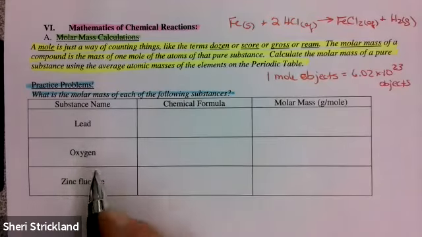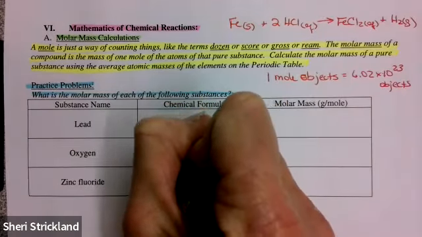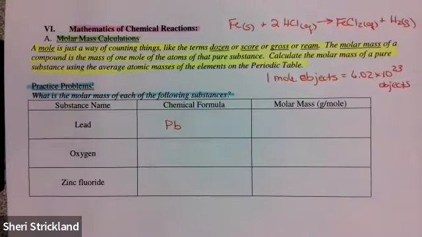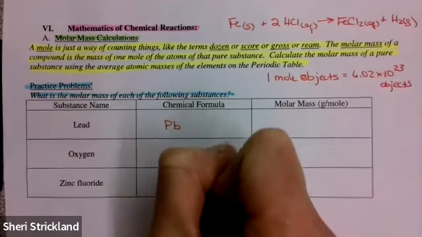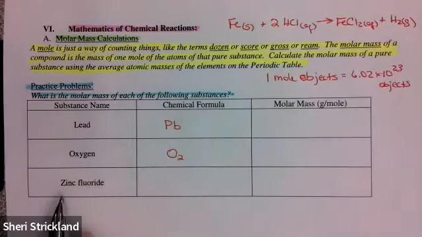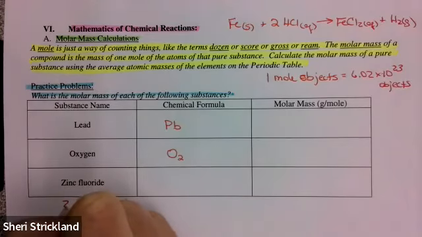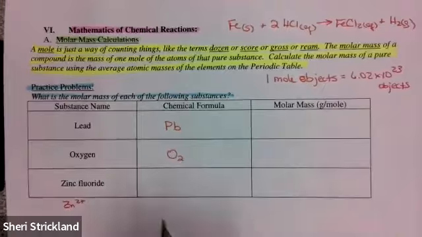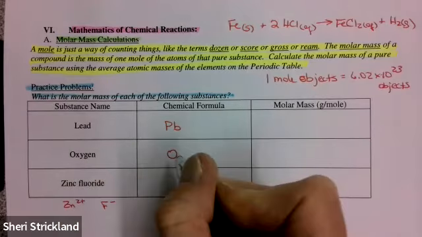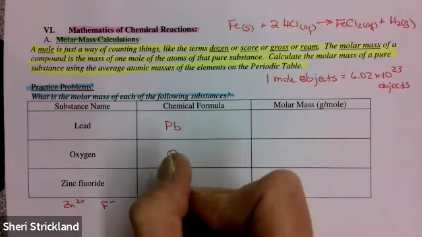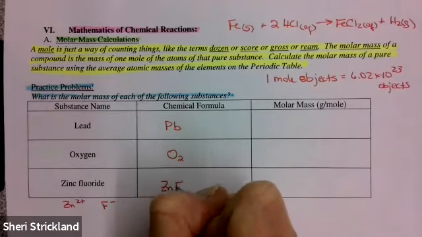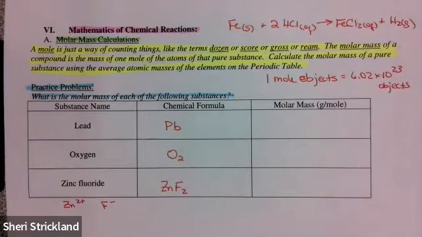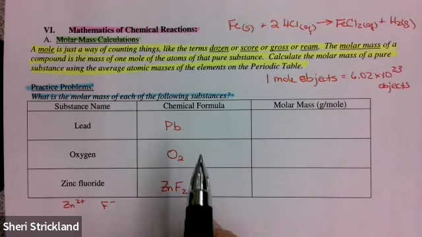Lead is an element, but it's not a diatomic element. So it has the symbol Pb. Now oxygen, that is a diatomic element. So we're talking about O2. And zinc fluoride, that's a metal and a non-metal. Let's see, zinc is one of those few transition metals that only makes one kind of cation, and fluoride is -1. So got to have 2 of these to balance out one of those. ZnF2.